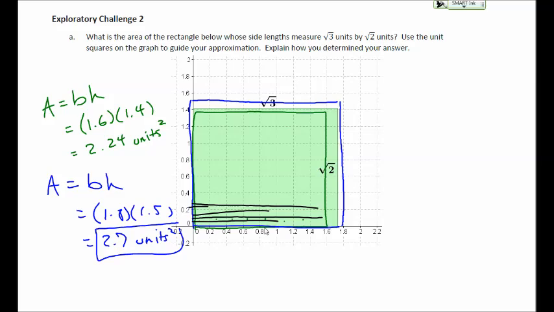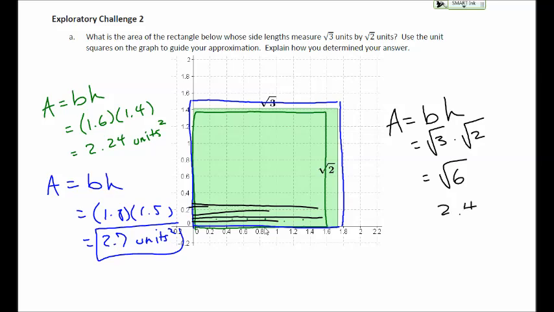Now, before we move on from this problem, the area for this is base times height. The base is root 3, and the height is root 2, which is root 6, and the decimal approximation of root 6 is 2.449 square units. So it is in between our lower bound and our upper bound that we found before.